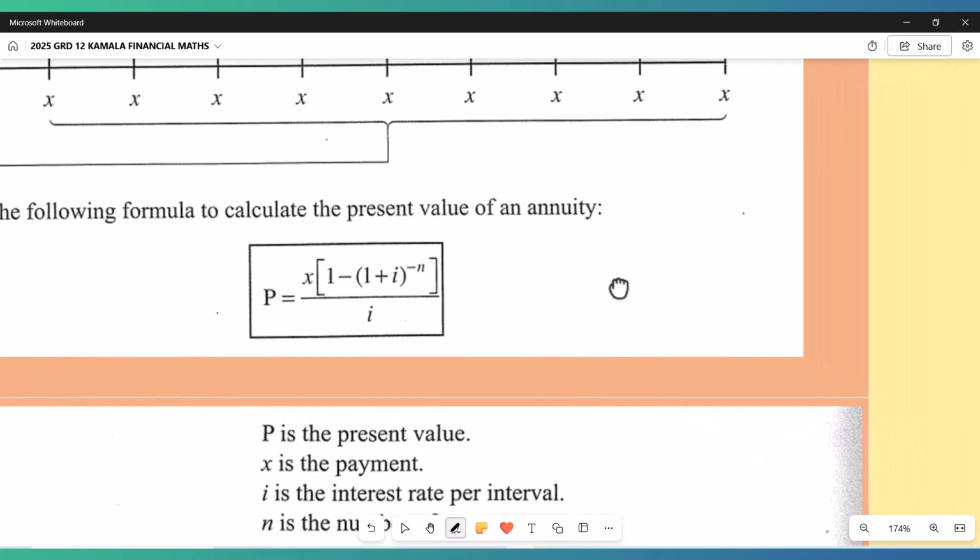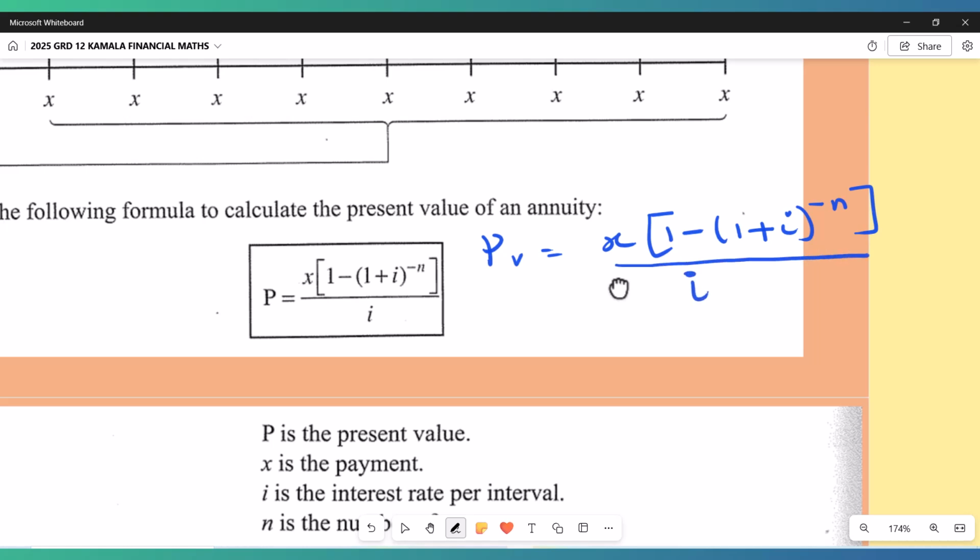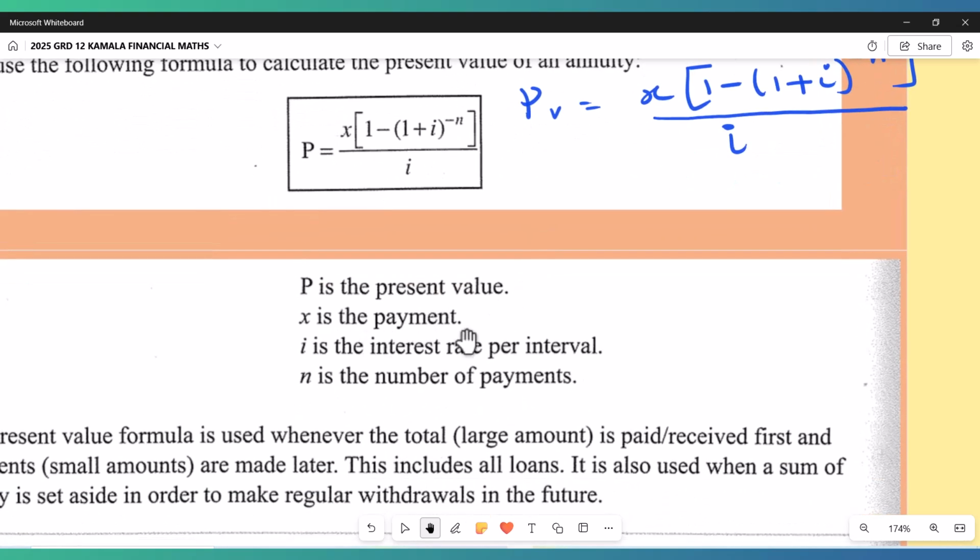The present value formula: PV equals X, which means the regular payments, into 1 minus (1 plus i) to the power negative n. This n must be made a negative power, otherwise you're going to get an answer which is very wrong. And i is still the interest rate per period. Don't forget, in this case PV is the present value, X is the payment, i is the interest rate per interval, and n is the number of payments.